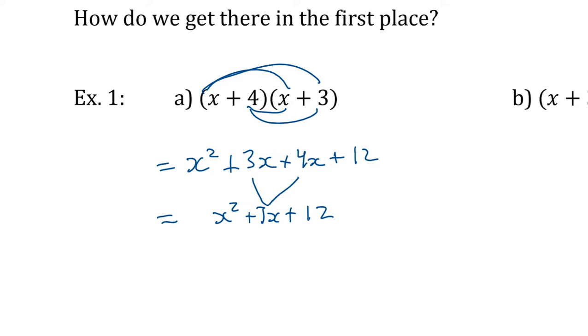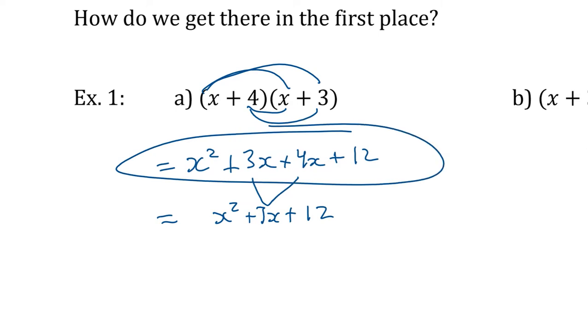And now there's a pattern here. The questions that we're going to look at are always going to be very, very similar. So we've got x and a number, and x and a number. 4 times 3 gave us the 12 at the end. 4 plus 3 gave us the 7 in the middle. And that's going to happen every single time. So eventually, if you do enough of these, you skip that step and you just go straight to the answer. Now, this is not factoring. This isn't what we're actually doing today.